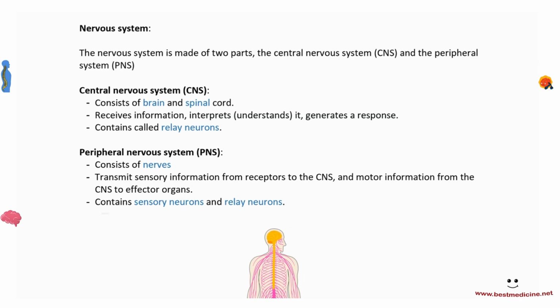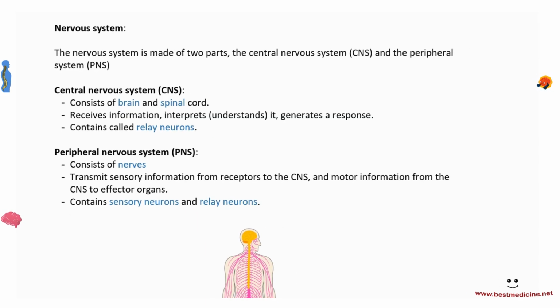The peripheral nervous system is able to deliver information to the CNS and away from the CNS, and that's what it does. So the peripheral nervous system only contains nerves, okay? Only nerves, while the CNS contains brain and spinal cord. So the peripheral nervous system transmits sensory information from receptors to the CNS and motor information from the CNS to effector organs. How does this work?